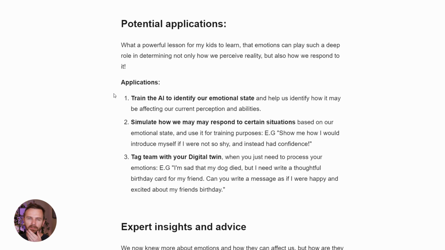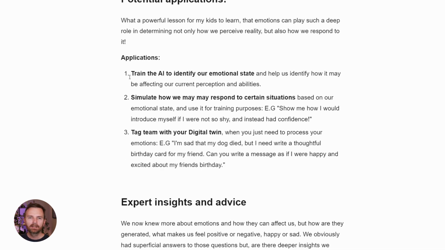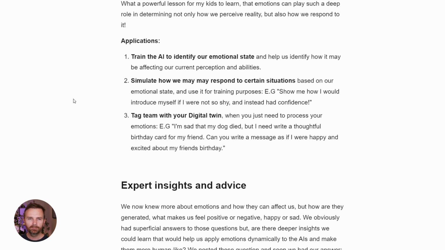My kids and I were busy chatting about this, and we thought of these three potential use cases. One was we can use it to train the AI to identify our own emotional states and to then make recommendations to us saying, hey, you know what? Maybe you should be more positive about this, or maybe you should think about this in this particular way because it could help you come to a particular outcome. So that is one particular application.